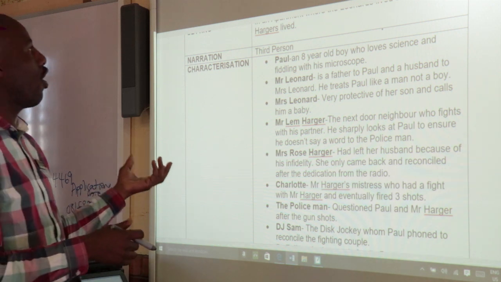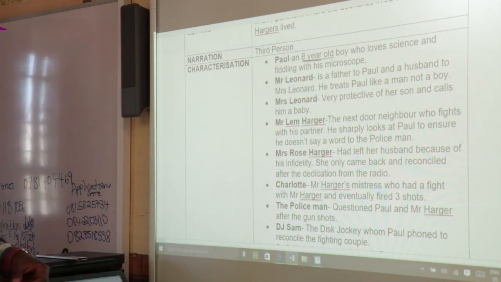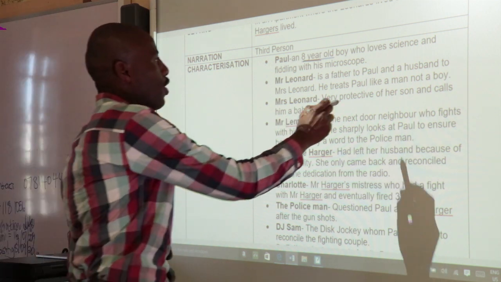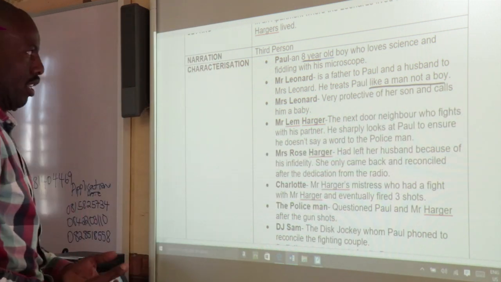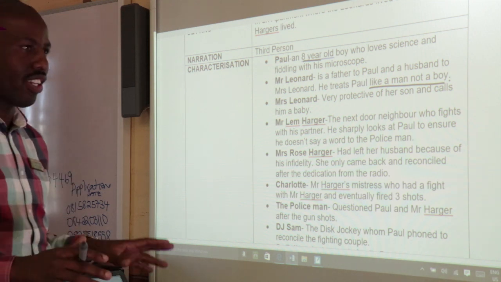Who are the characters? Characterization. We have Paul, a young boy, 8 years old. He loves science and is always fiddling with his microscope. We have the father, Mr. Leonard. He's the father of Paul. He's also a husband to Mrs. Leonard. Now, the father treats Paul like a man because the story is also about coming of age or manhood. So he thinks, you are 8 years old, you are old enough. You can be left alone.